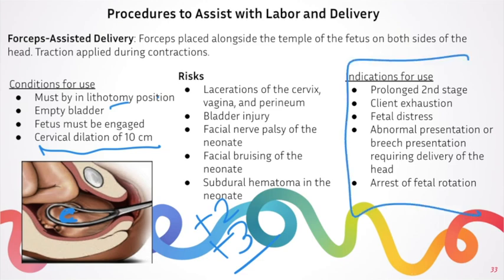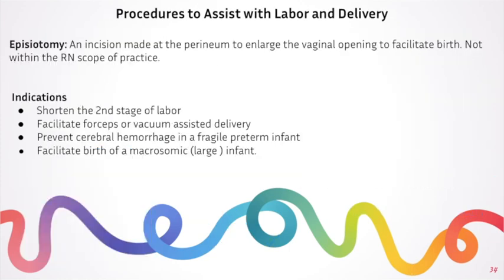Why do we use forceps? Again, prolonged second stage and they're tired of pushing. Fetal distress, okay, as long as the baby's getting ready to be born in seconds, otherwise they're doing a section on her. This came out of the book, but you won't see this too often. All right, and arrest of fetal rotation. Not too common anymore.